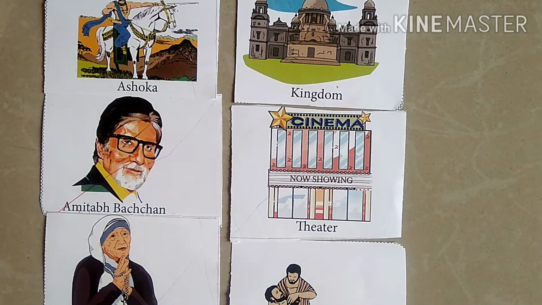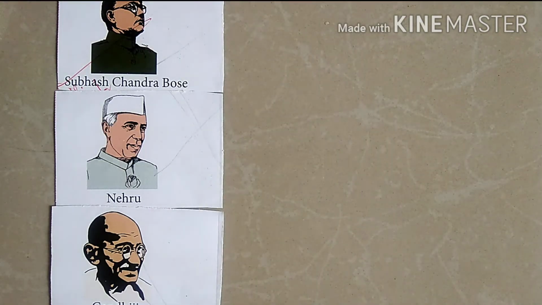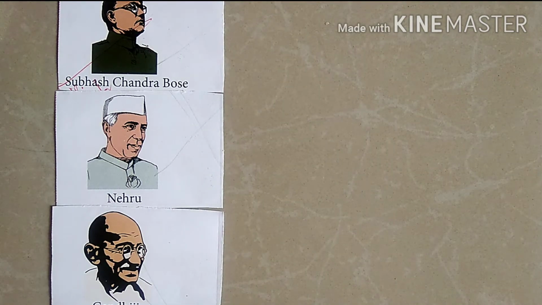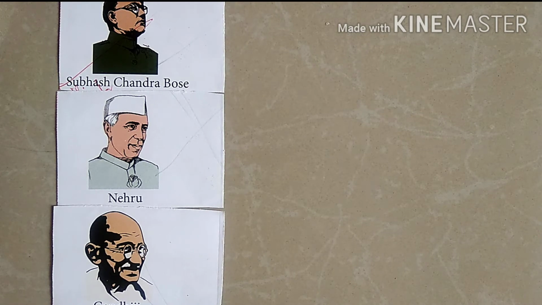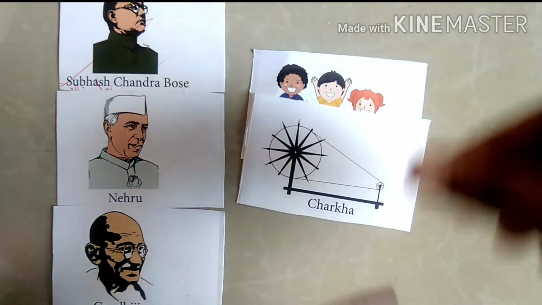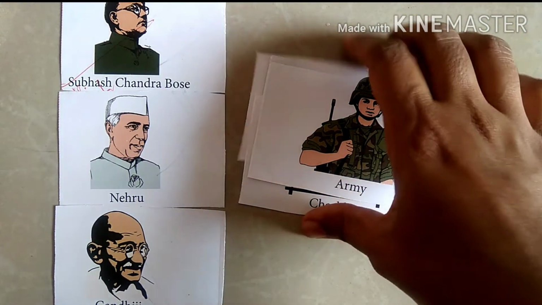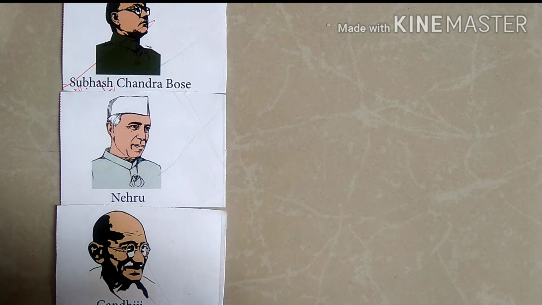Okay, some more I will show you about personalities. The other personalities that I have here is Subhash Chandra Bose, Nehru, and Gandhiji. And you can give these pictures to the child, that is children, chakra, and an army person. So just shuffle it and give it to them, and the child will match accordingly.